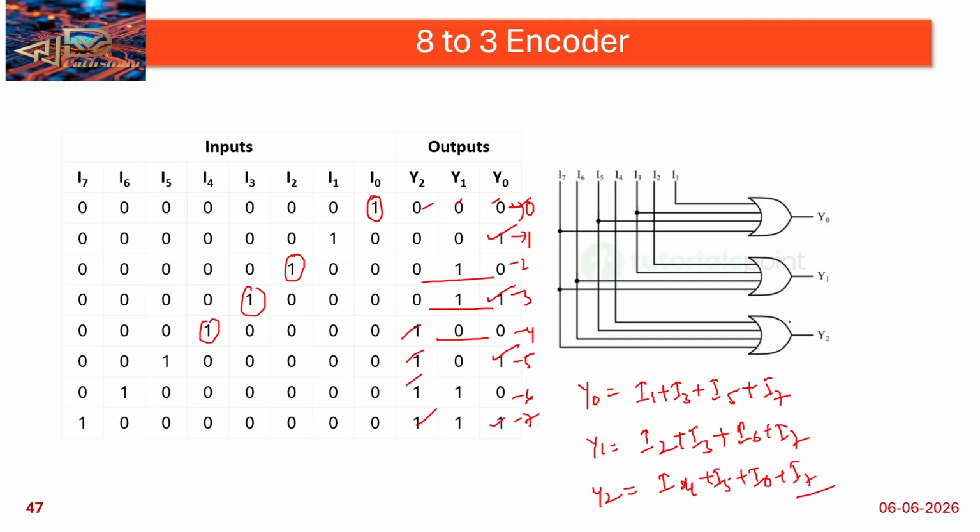So based on that we need to connect the outputs. Y0 equals I1 plus I3 plus I5 plus I7. Those are connected here. Okay, understood how I am connecting the 8 by 3 encoder?